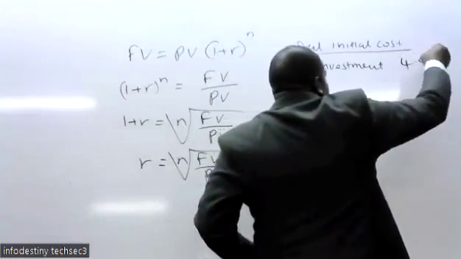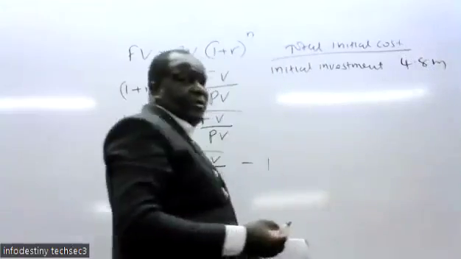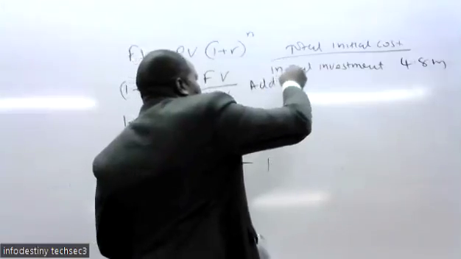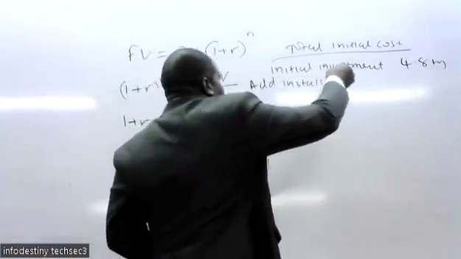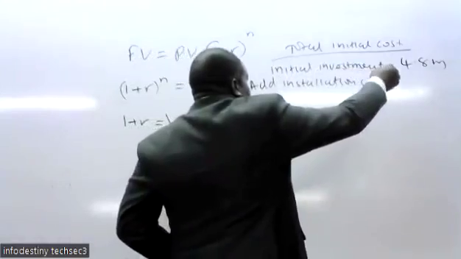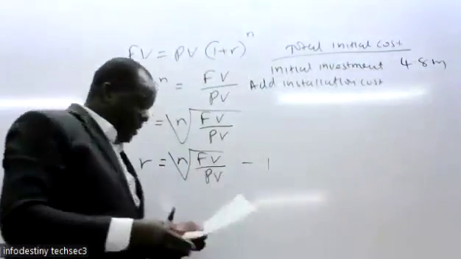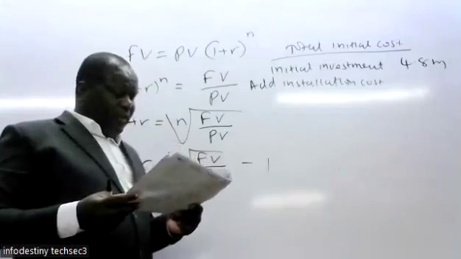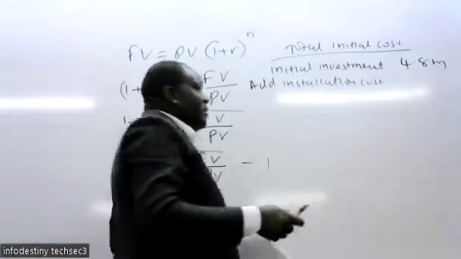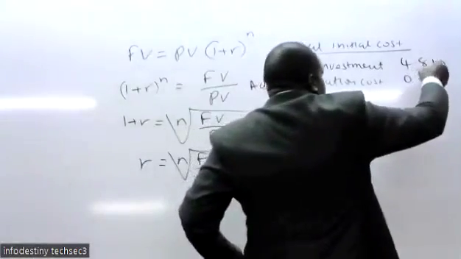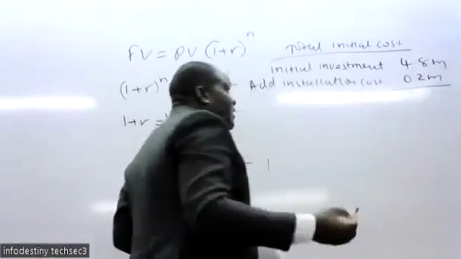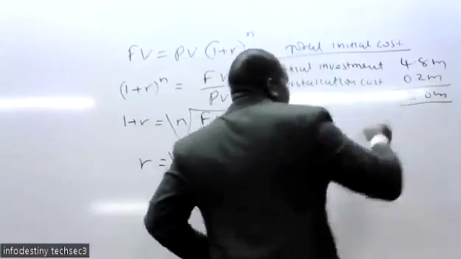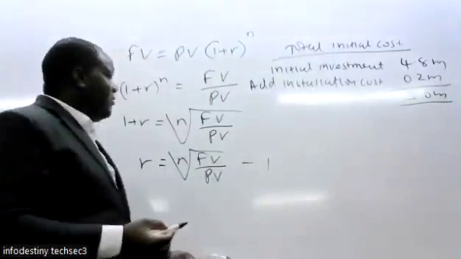You also add the installation cost. Installation cost was given as how much? 200, that's the same as 0.2. So when you add them, we get 5.0 million. So that is now our present value.